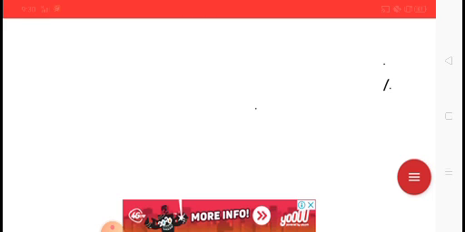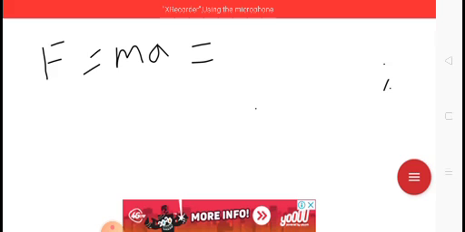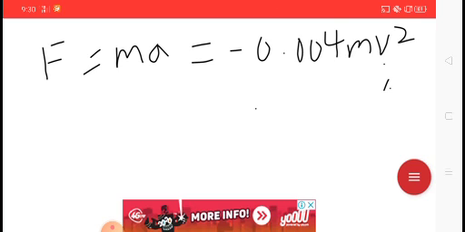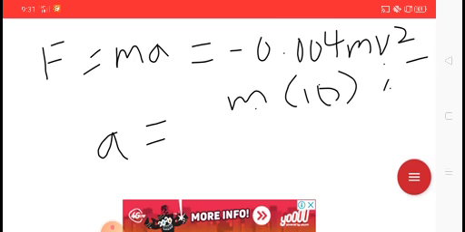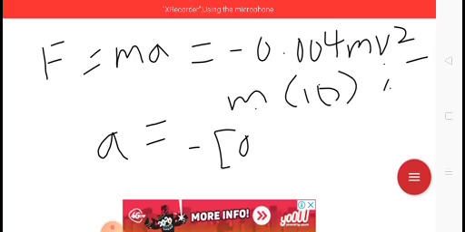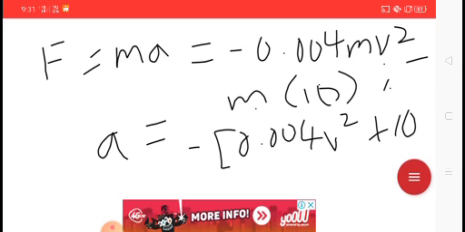For part A, we know that when the particle is going up, F equals ma, the net force. So we can form a net force equation. The resistance is facing down with the item going up, and don't forget mg also faces down in the first place. From here, you simplify, you will have a equal to negative 0.004 v squared plus 10. Right, so this is for part A.